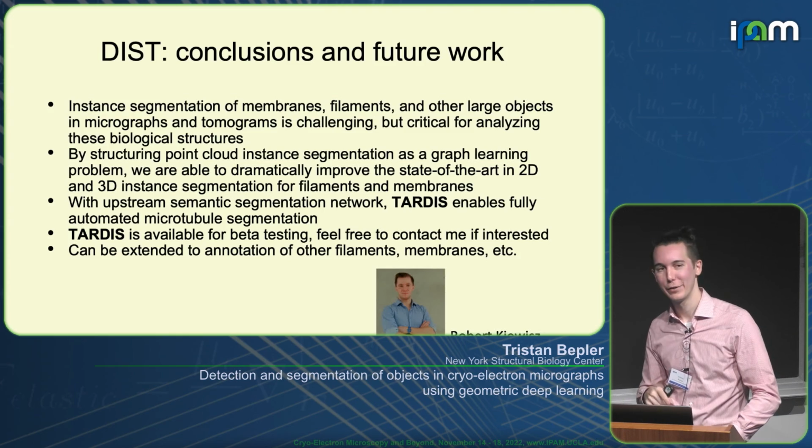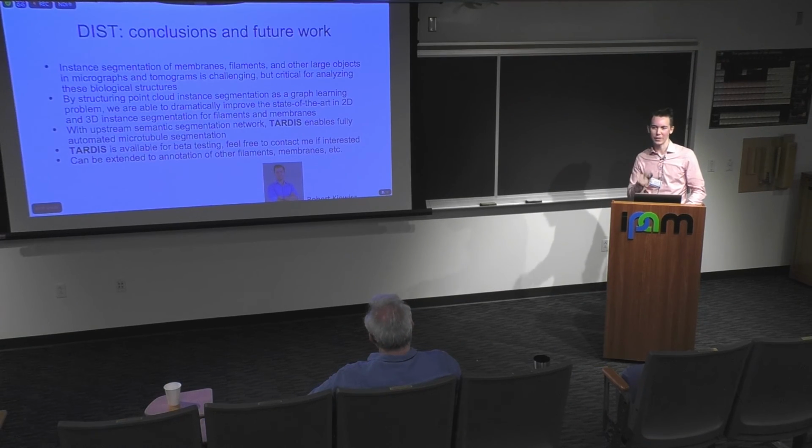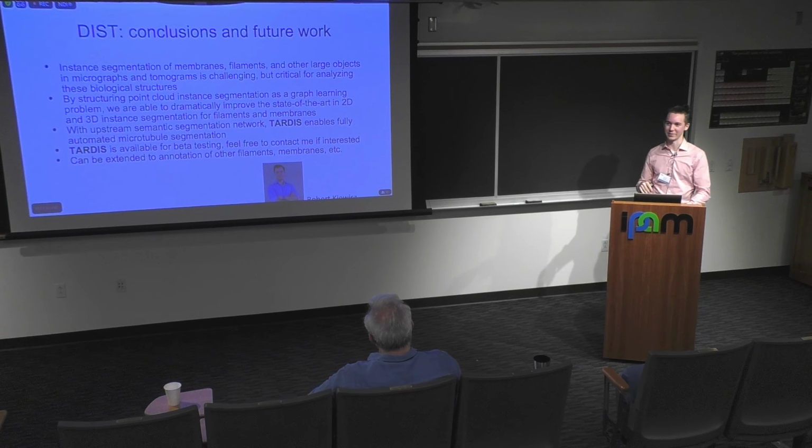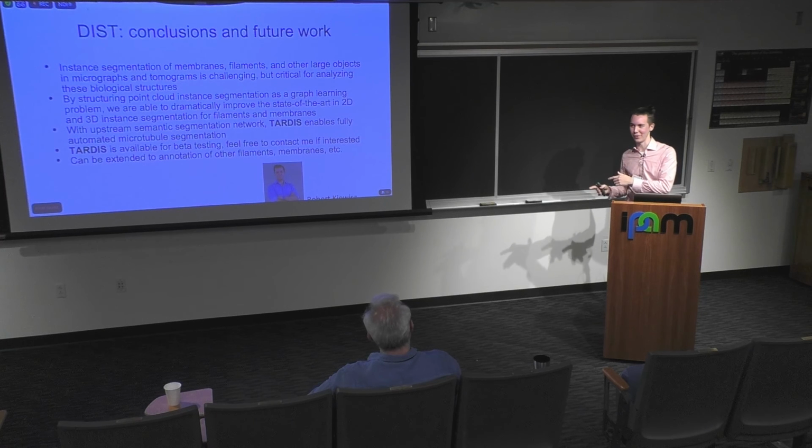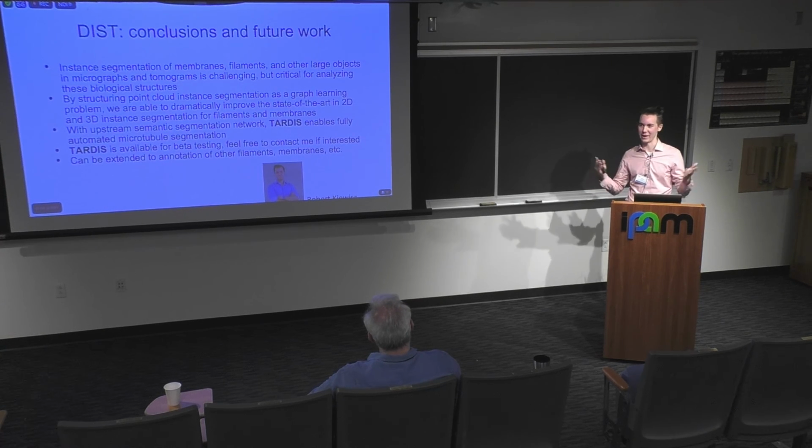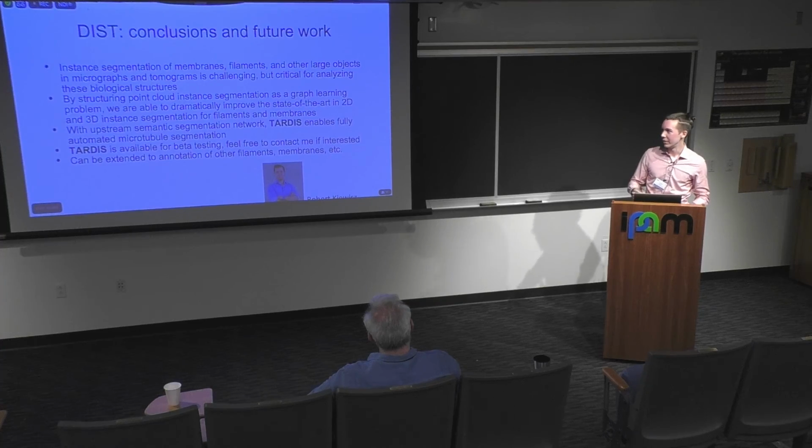And actually, the instance segmentation network generalizes surprisingly well. One thing we were really surprised to see was that if we trained it on the 2D membrane data, it performed shockingly well on the microtubules, even though it was not trained on 3D data. So the instance segmentation network is pretty general, and you can plug and play it with a new semantic segmentation network for labeling other filaments like actin or whatever your favorite filament is. It's available for beta testing. We haven't made it public yet because we're still working out some issues with it, but if anyone's interested in trying it, let me know.